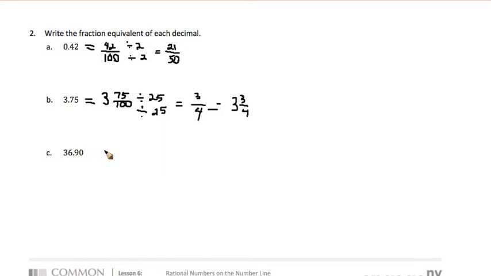And finally, our last example. There's a 36 in front of the decimal point, so we write that whole number. And then after the decimal point, we have 90. That's our numerator. And the denominator is the place value position of the last digit. Tenths, hundredths. So in our denominator, we put 100.